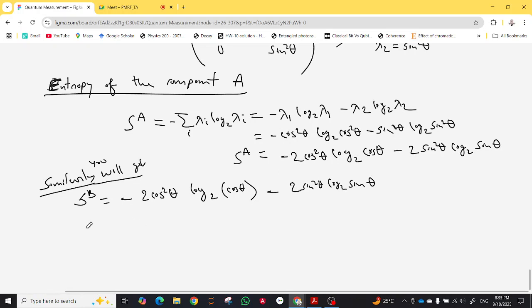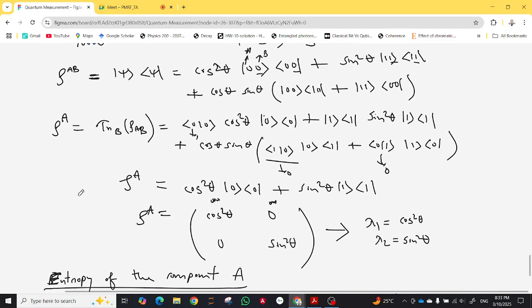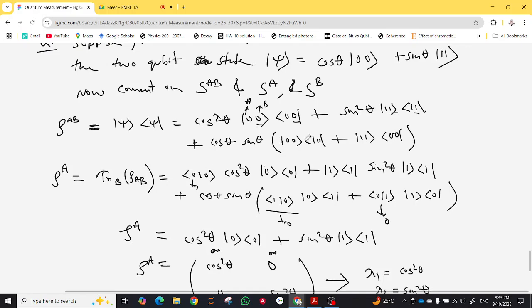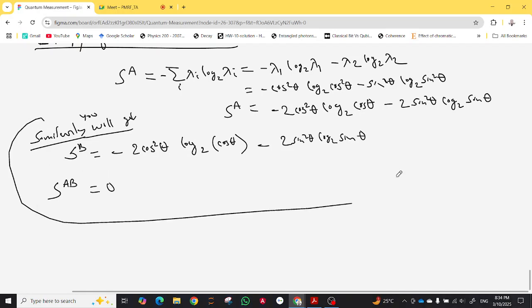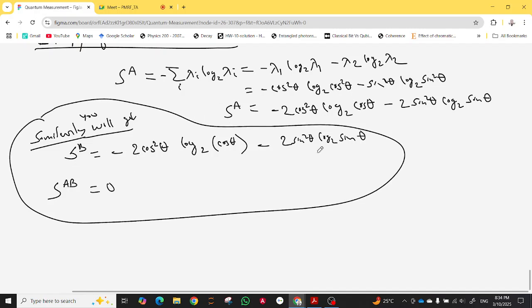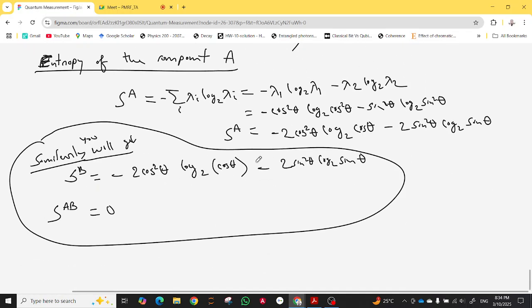Now you sum SA and SB. Similarly, you can calculate the SAB also. You know rho AB, right? You know the rho AB term, and from there you calculate the SAB. SAB, you will get 0. You just check these two things, you do yourself. I'm not doing it because I don't have much time. So SB you will get like this, similar to what I did here, and SAB you will get 0.